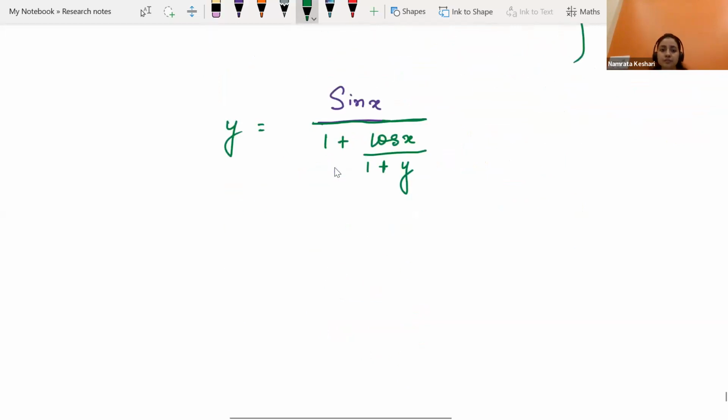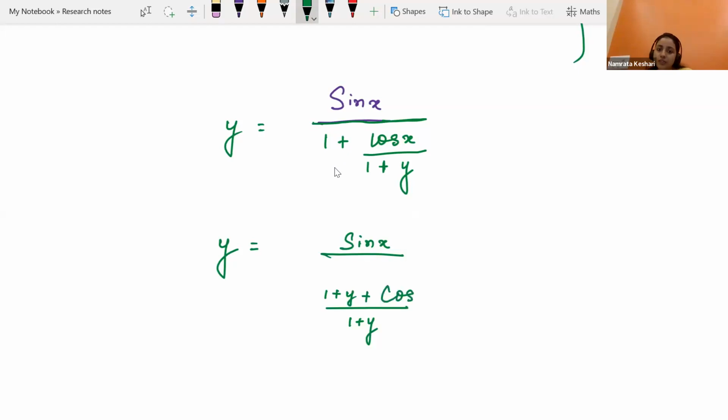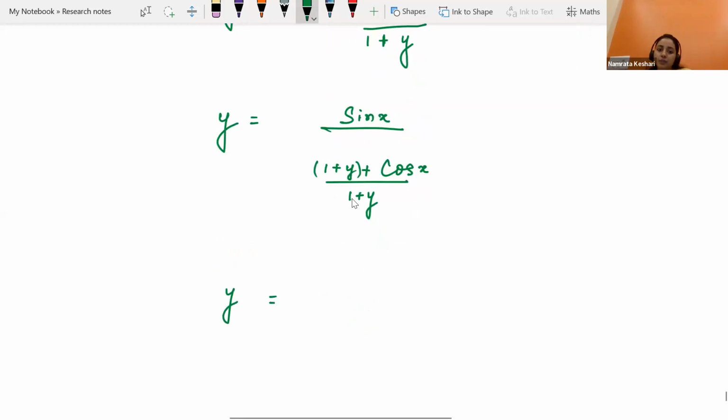Now we will work on it. So y is okay. Let's take the LCM together. In the denominator, 1 plus y is the LCM, right? Here we'll be having 1 plus y plus cos x. Any confusion on the problem? So y is okay. Sin x will be there, and in the denominator we are having 1 plus y plus cos x, and this 1 plus y will go to the numerator's part.